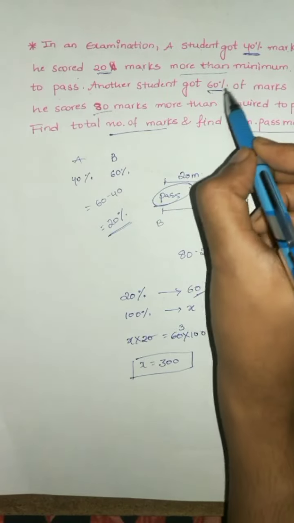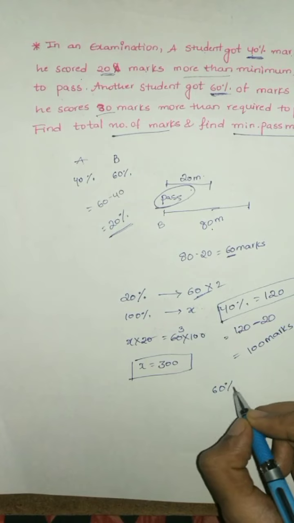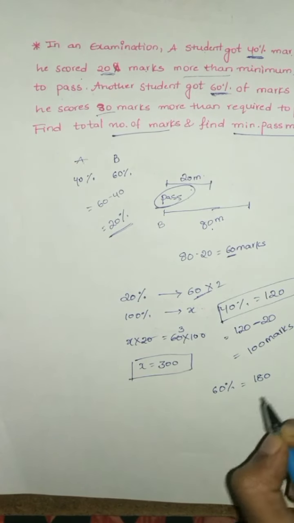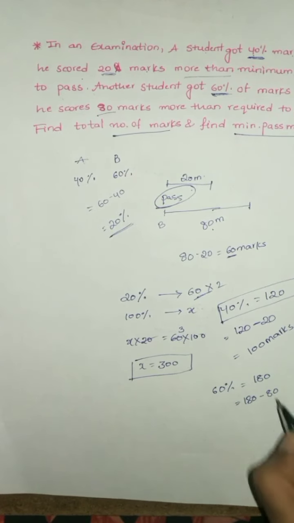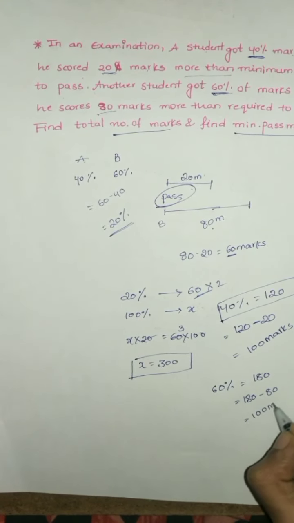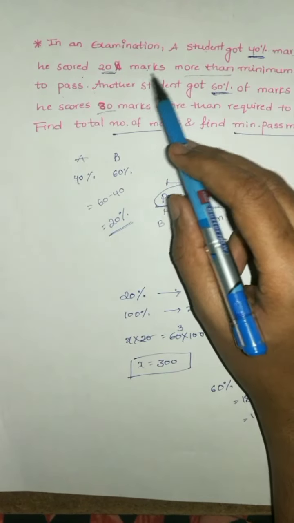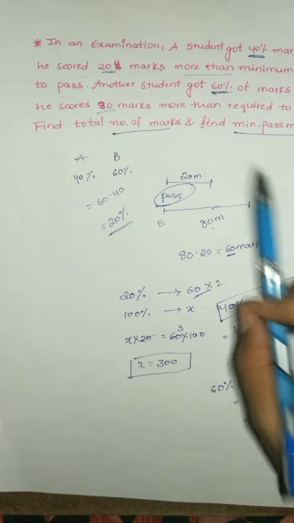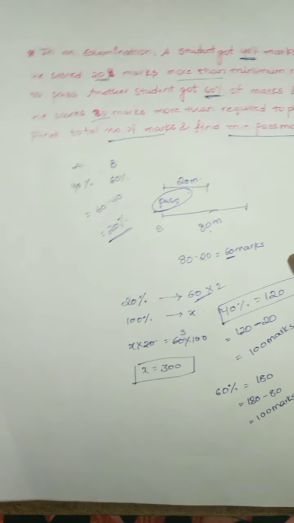We can also find it from the other student. If it is 60%, then it will be 60 into 3, that is 180, and he scored 80 marks more, so 180 minus 80 is also 100 marks. So we can find the minimum pass marks through the percentages given and the marks scored, and through this we can find the total number of marks and the minimum pass marks. I hope you have understood the problem.